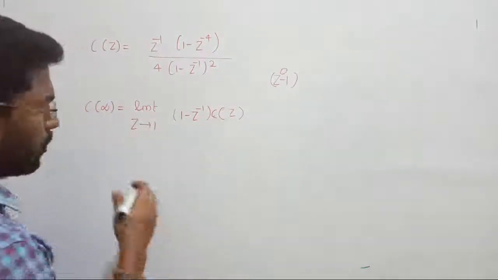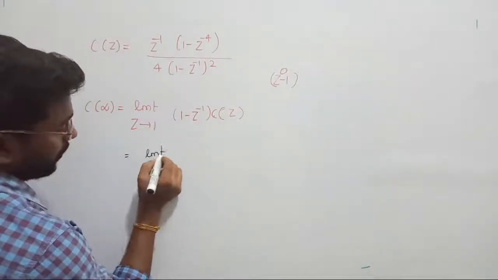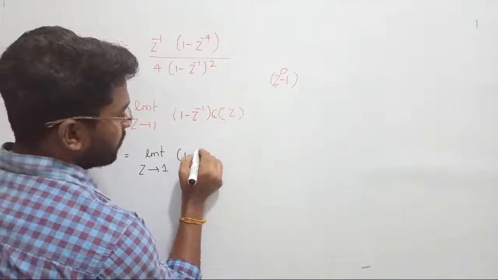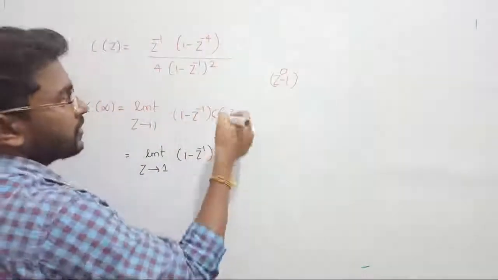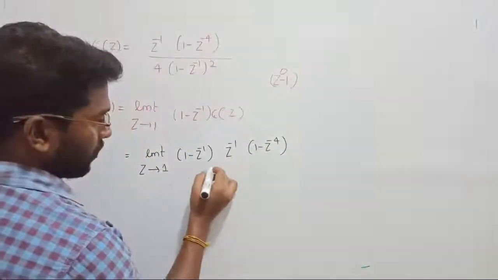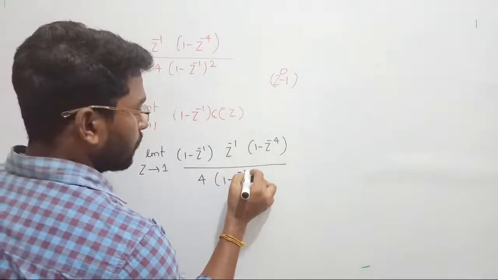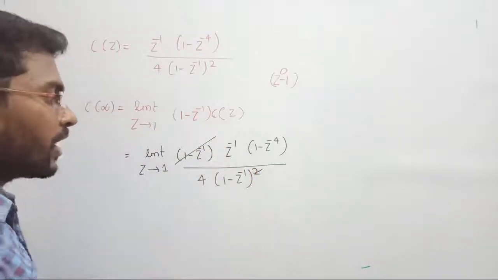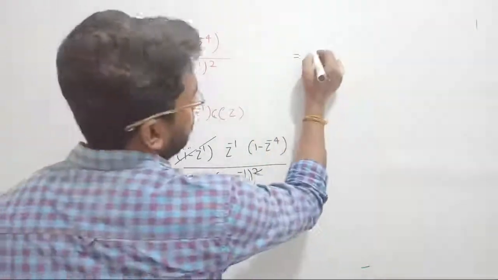Let me substitute the values. Limit z approaching 1 of (1 minus z power minus 1) into c of z, which can be written as z power minus 1 into 1 minus z power minus 4, in the denominator 4 times 1 minus z power minus 1 whole power 2. One term is getting cancelled, and some of you might be thinking the answer is infinity, but that is wrong. Let me prove it. Wait, don't panic.